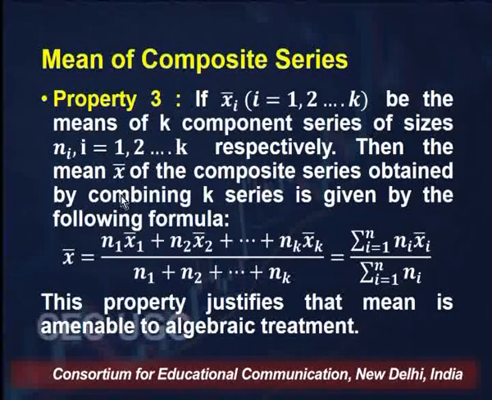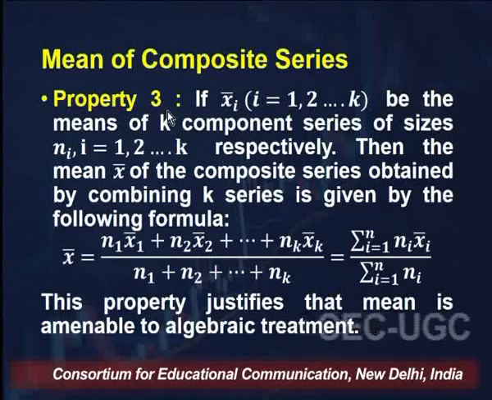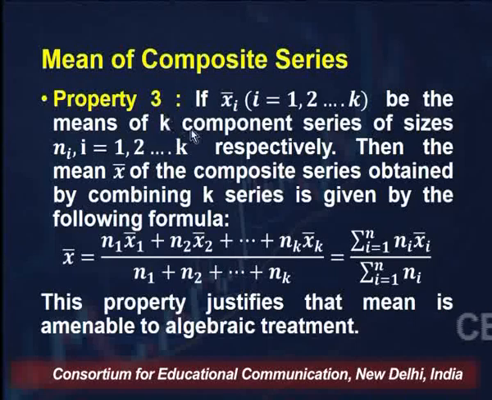What this property is actually emphasizing is the following. Suppose I take a small example. Suppose I am given 4 series, and in the first series there are n1 observations, in the second series there are n2 observations, in the third series there are n3 observations, and in the fourth series there are n4 observations. Now mind you, n1, n2, n3, n4 can be similar, some of them can be the same, or all of them can be different. They can be any numbers.